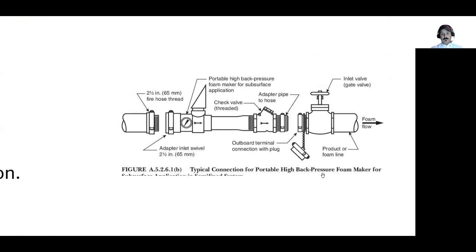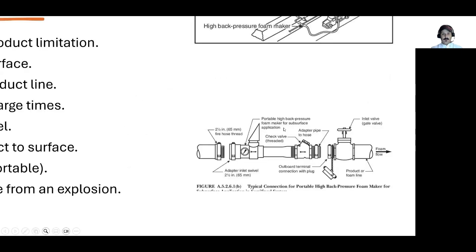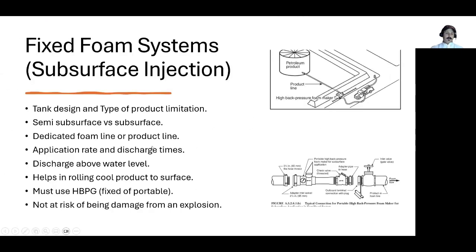This is taken from NFPA 11. This is a typical foam high back pressure generator. And as you can see, there is an air intake that will allow air to enter the high back pressure generator, and the foam solution will be coming from the fire truck via hose and through the high back pressure generator, and air will be mixed and it will enter through the system, either a product line or a dedicated foam line. The application rates and the discharge time, I will come to in the next slide.